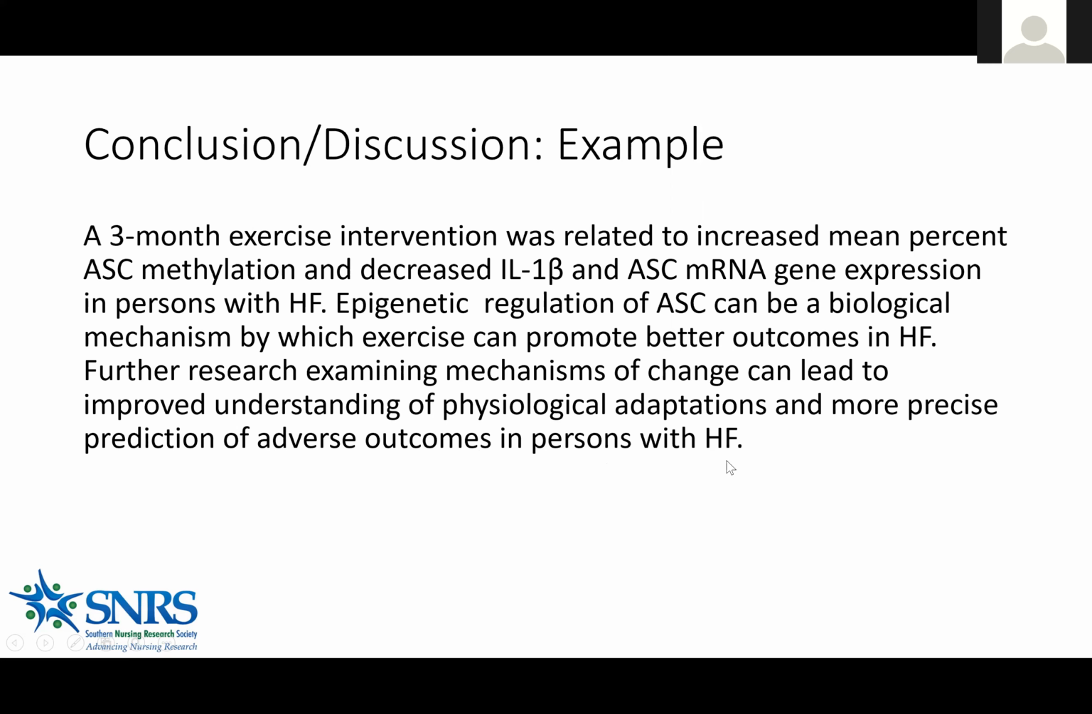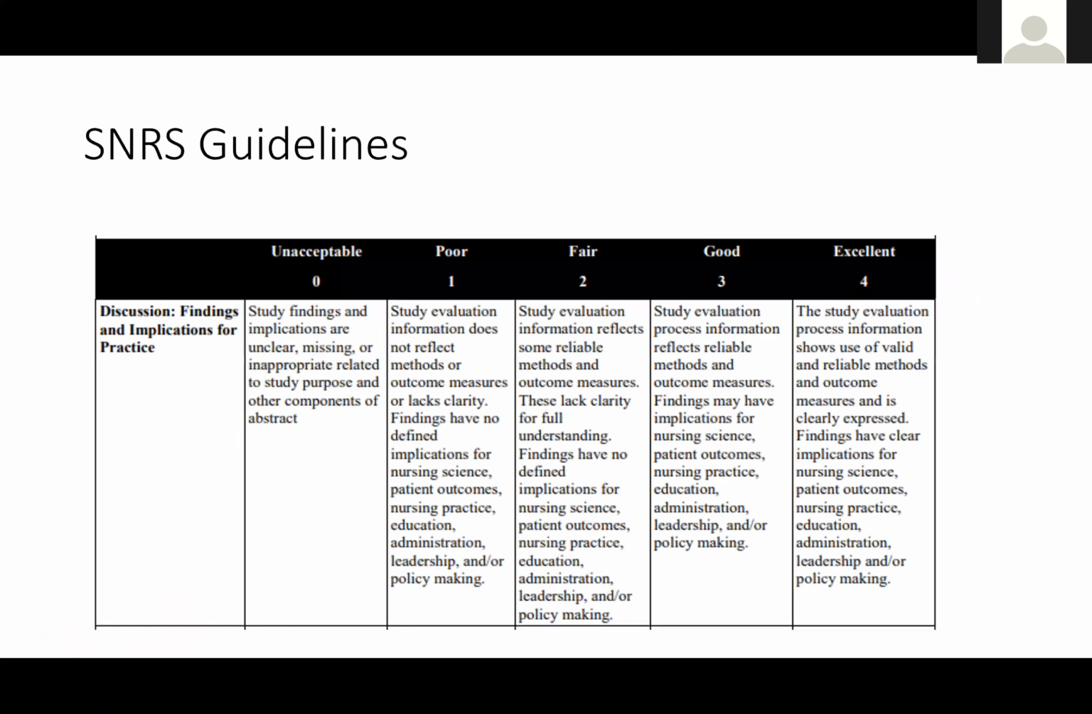So I like this better, and I would review this higher if I were reviewing my own abstract, just because I think it doesn't just say, sure, we need more studies. It tells us exactly what we could do with more studies. So you really want to try to leave it with a good punch so the reviewer walks away thinking, wow, this is really interesting and it's very important.